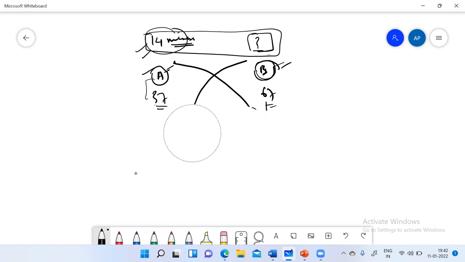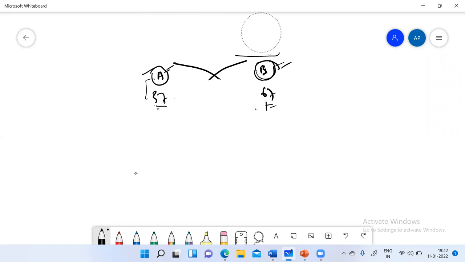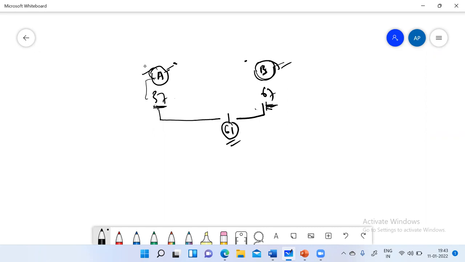Again, the plot is same. There are two groups, A and B. All the members of group A have an average of 37. All the members of group B have an average of 67. And the average that we got is 61. The group average is 61.